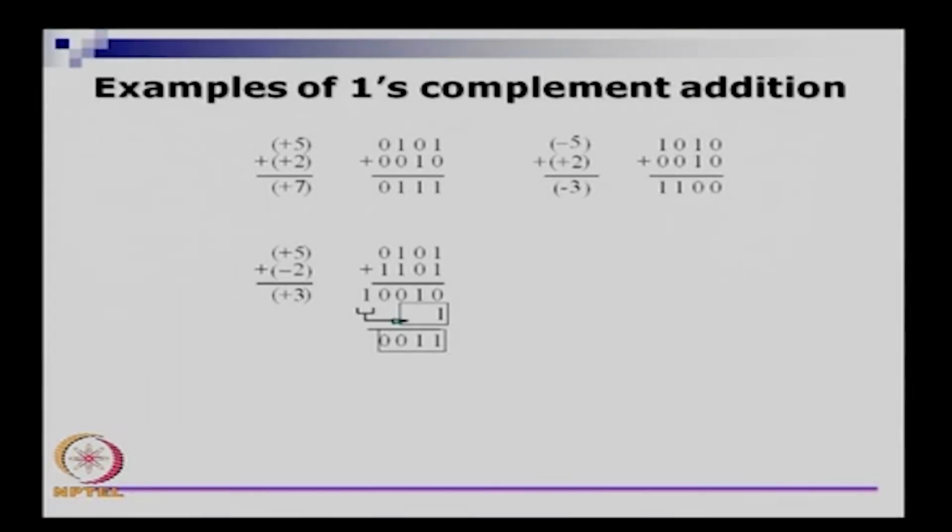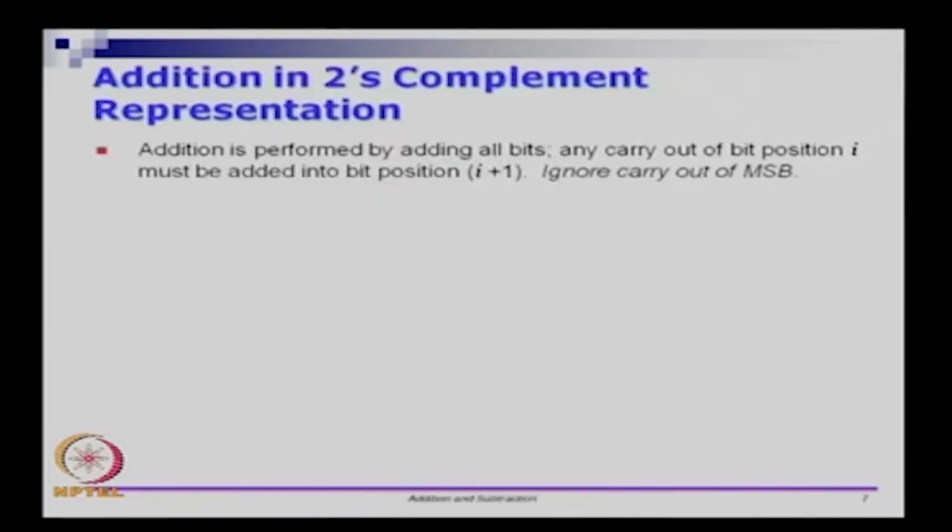We are still doing addition here, and if you want to do minus 5 plus minus 2, minus 5 is 1 0 1 0, we have done this here, and minus 2 is 1 1 0 1. We add these two together, and this case also generates a carry of 1. You add the 1, that gives you 1 0 0 0, and we know that 1 0 0 0 interpreted in 1's complement form is negative 7. So, this is the result of 1's complement addition.